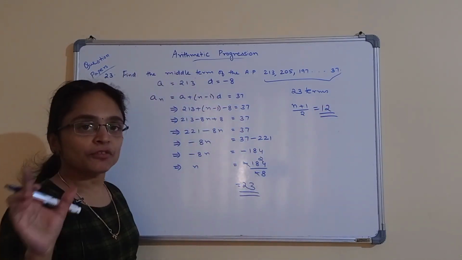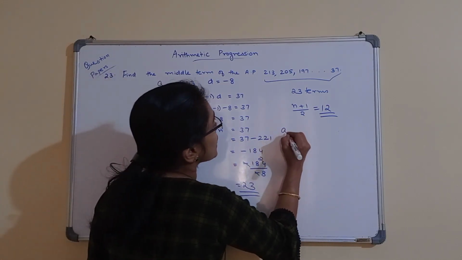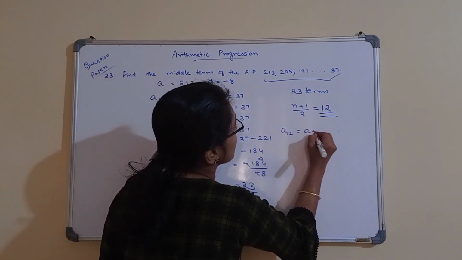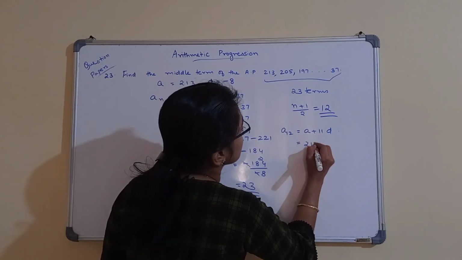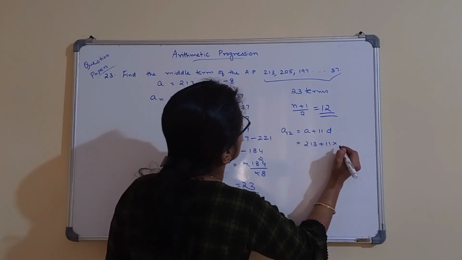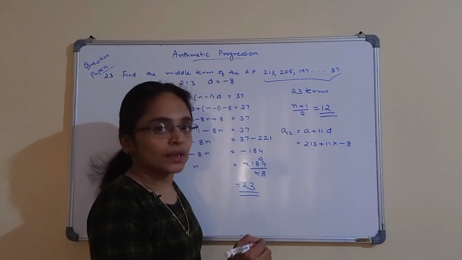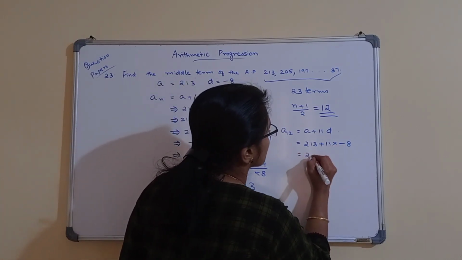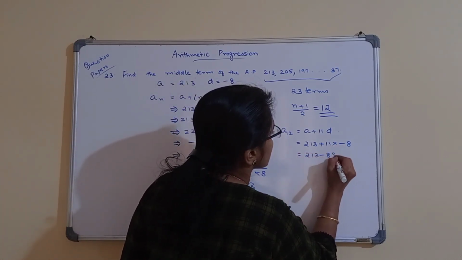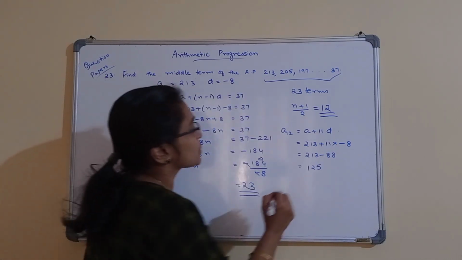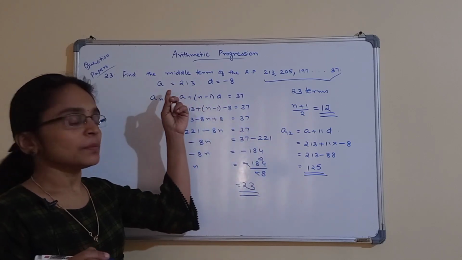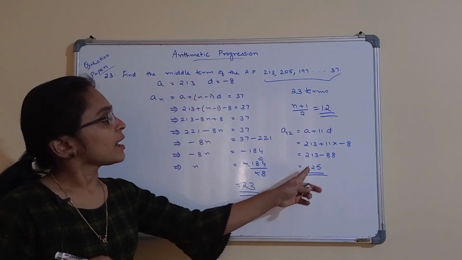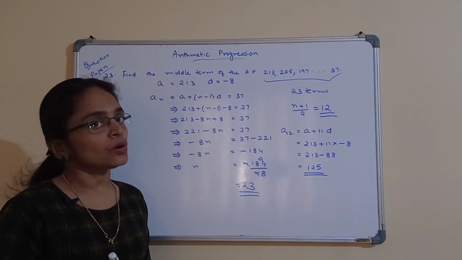Now we have to find the middle term. a12 is equal to a plus 11d, which is equal to 213 plus 11 into minus 8. Now this is equal to 213 minus 88, which is equal to 125. So the 12th term or the middle term here is 125.